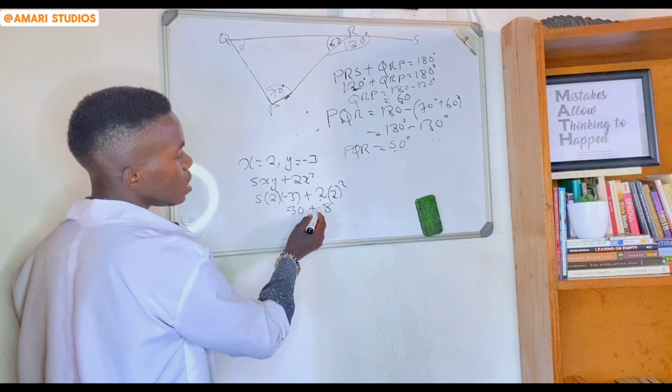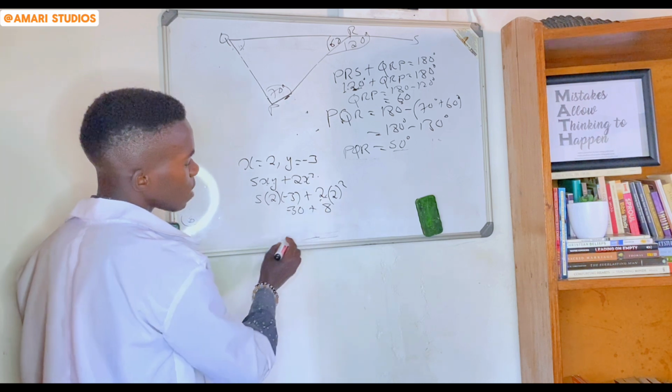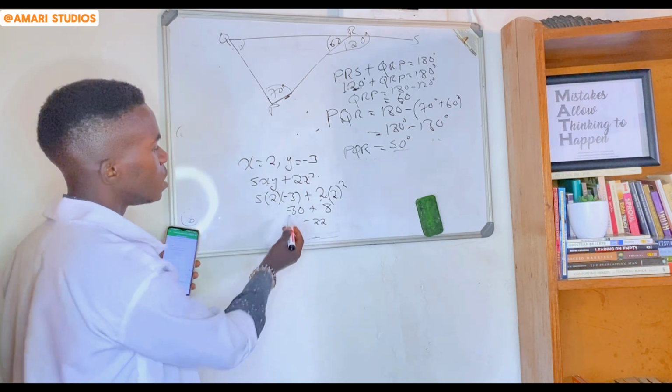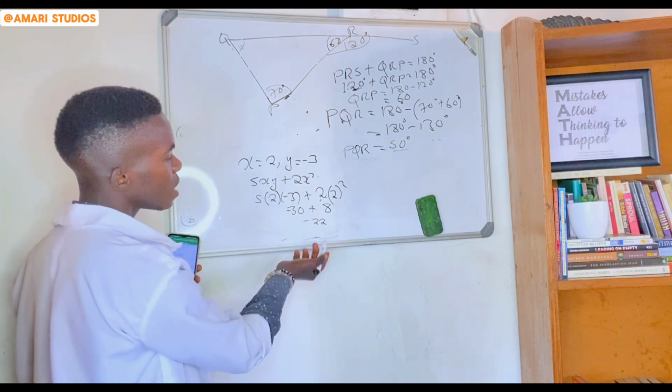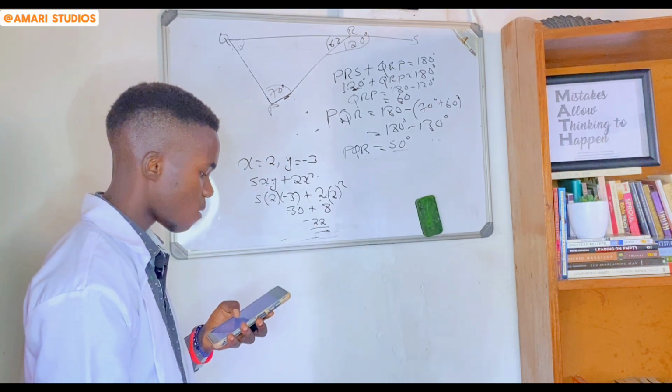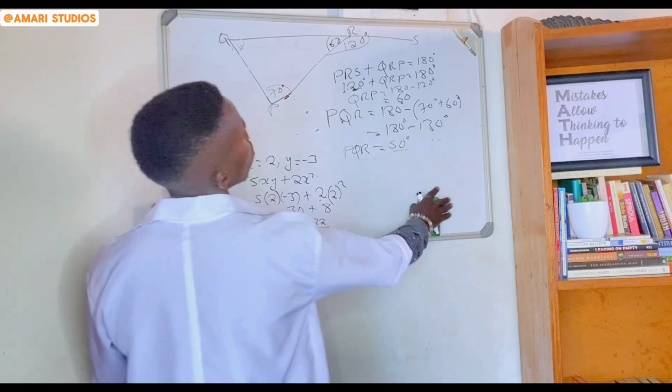Then negative 30 plus 8 is going to give us negative 22. Remember, different signs, subtract and take the sign of the bigger number. So this is our final value. We move on to question 25.